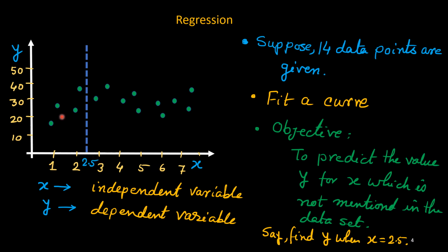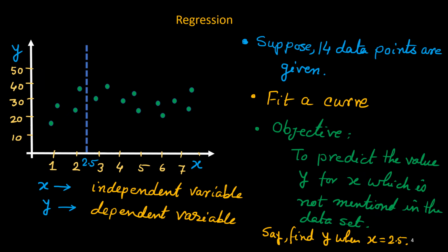Because we have only a finite number of data points, not all values of x are given. So we need to find one curve that will fit through these points so that we can predict the values of y for any value of x. So this is the objective in regression.